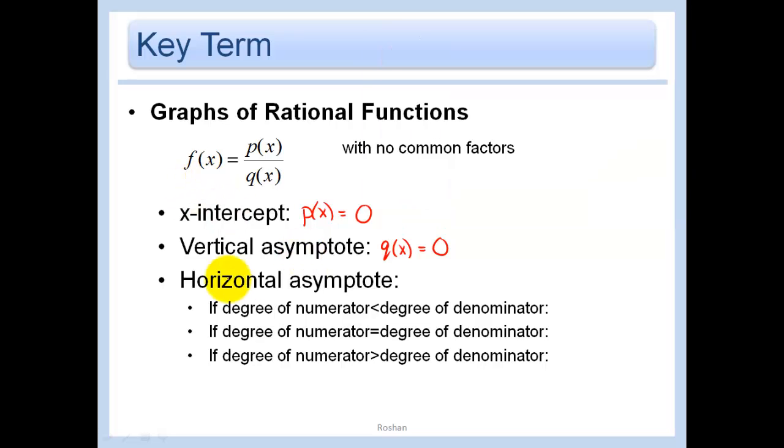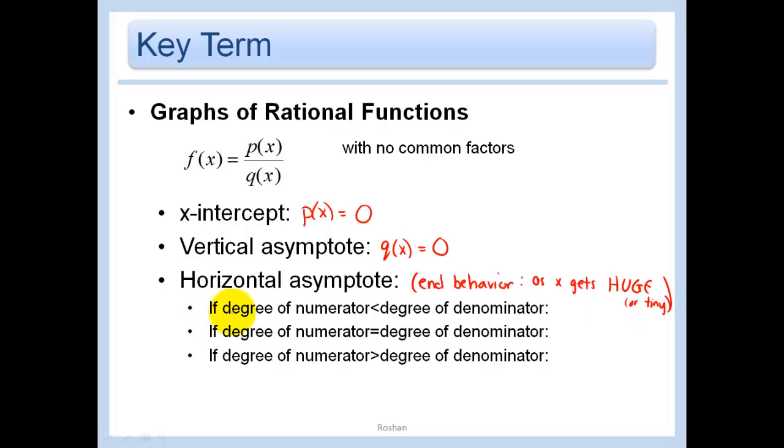Now to find the horizontal asymptote, that's a little bit harder. The horizontal asymptote is getting at the end behavior. Meaning, what happens as x gets huge or tiny?